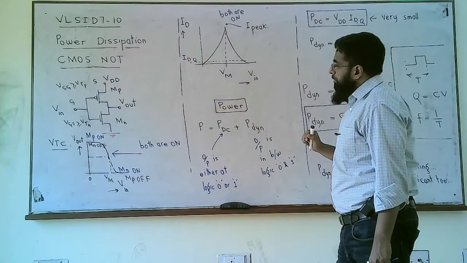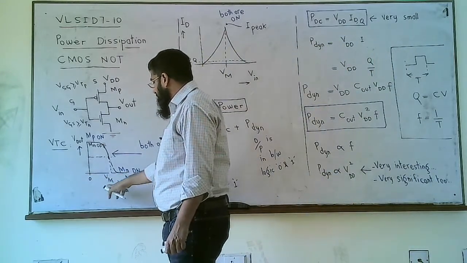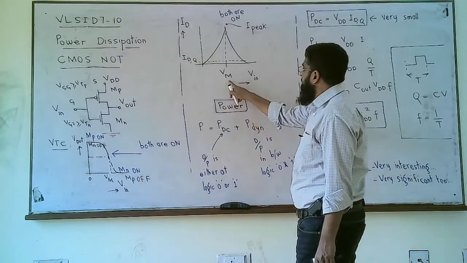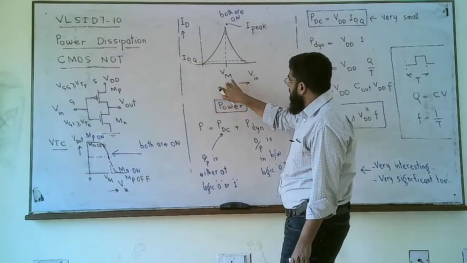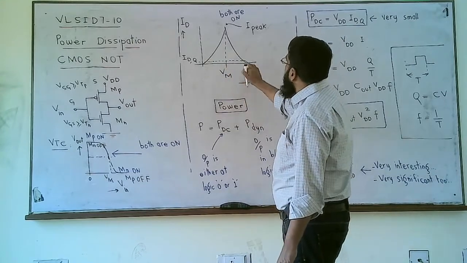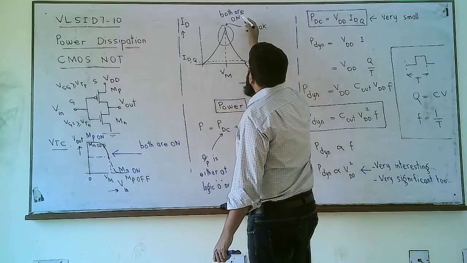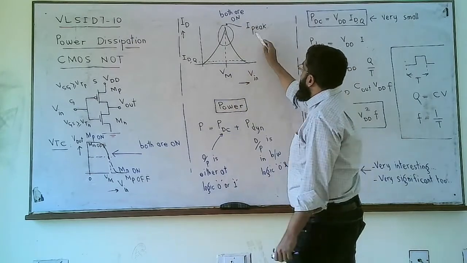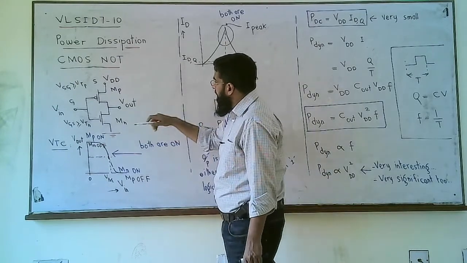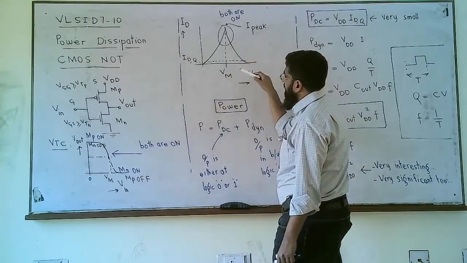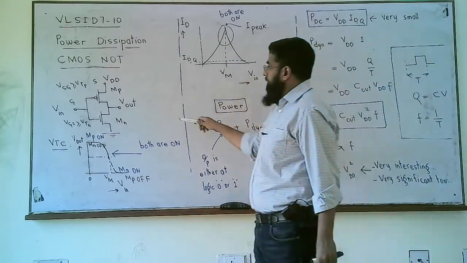But what about the voltages that are in between 0 and VDD? For example, the voltage VM, the middle voltage. For voltages equal to VM and around VM, we have both transistors on. In this region, the current that flows through this path from VDD to ground is maximum when we are at VM, because the resistance offered by these two transistors is equal.